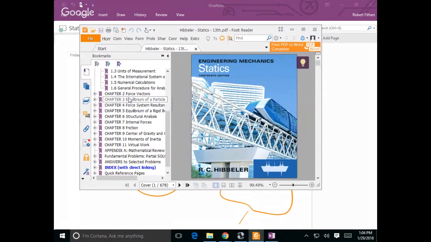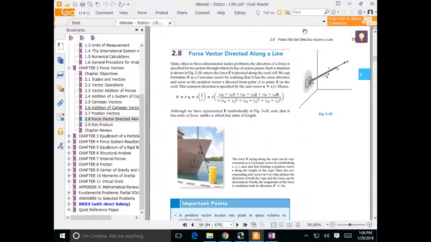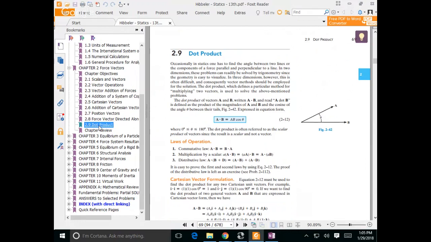Okay, so we got in here. We were dealing with force vectors along a line. And then we were about to enter what looks like the last section in chapter 2, which is the dot product. So you know what? I'm going to do the dot product, monkey around with it, and then go back and start running around in different sections in chapter 2.